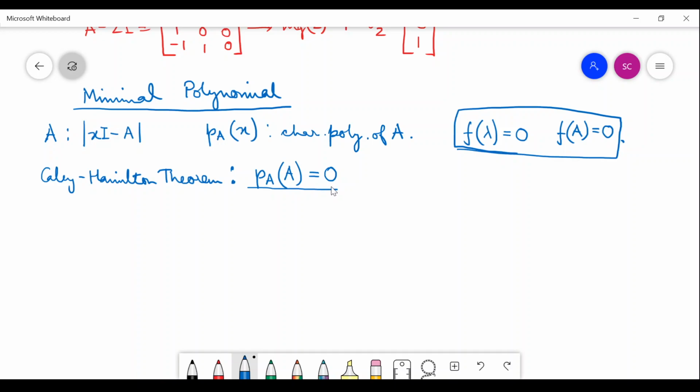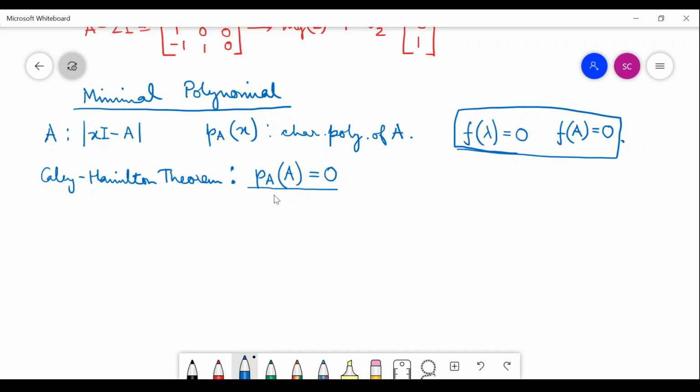However, if I ask you the question, I'm pretty sure that it is satisfying the characteristic polynomial, but is it the minimal polynomial, or the minimum order of the polynomial that the matrix A can satisfy?